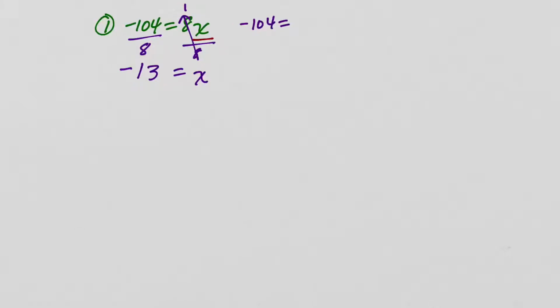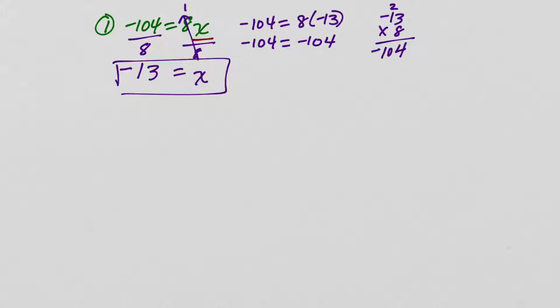Negative 104 equals 8 times negative 13. Now, if I don't know that off the top of my head, I might have to do that multiplication out longhand. 8 times 3 is 24, carry my 2, 8 times 1 is 8, plus 2 is 10. Negative and positive is a negative, so this is negative 104. And yes, that looks correct to me.